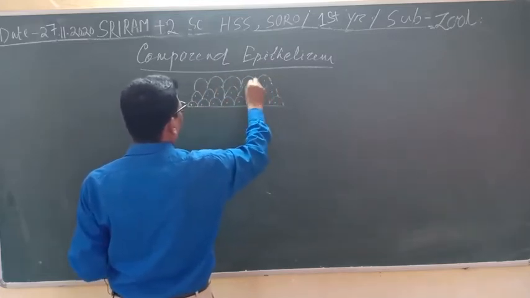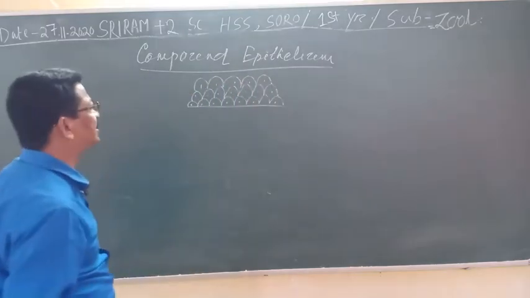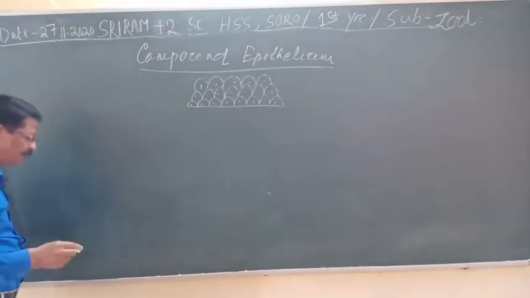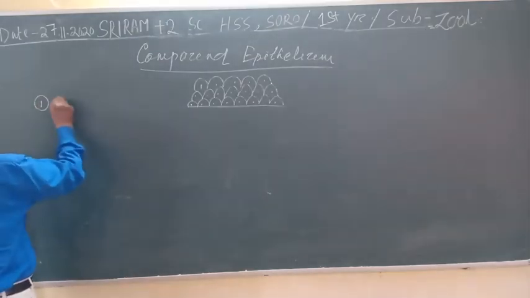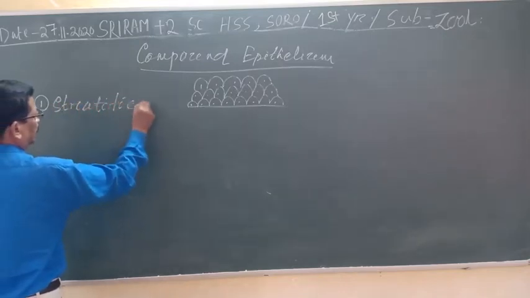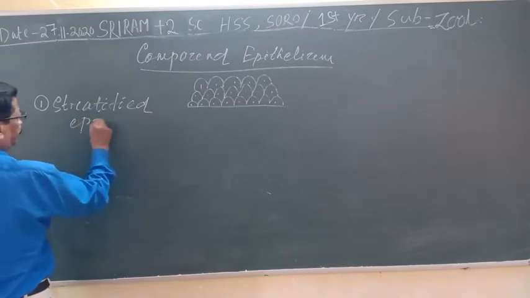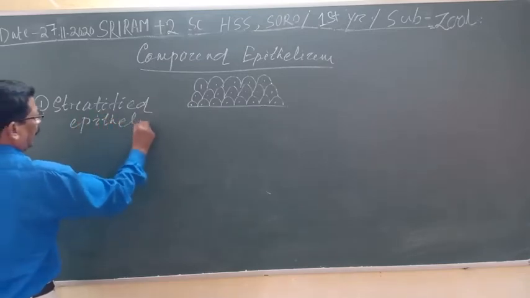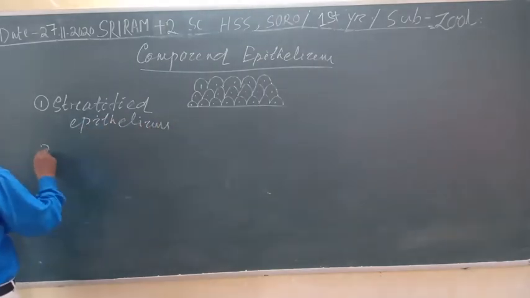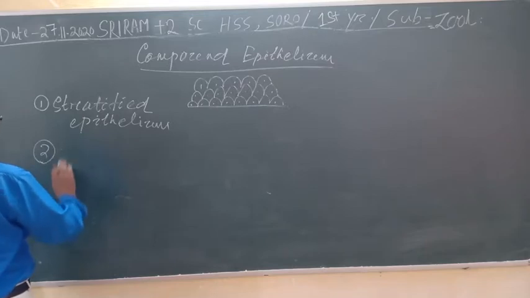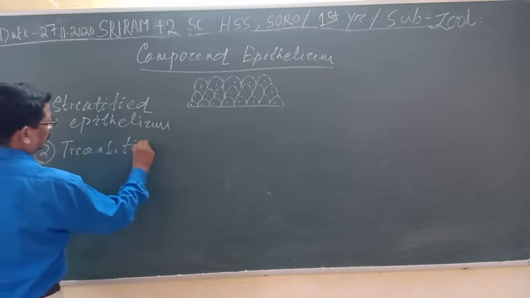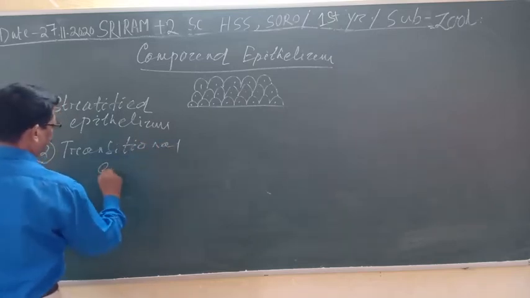Clear? And the compound epithelium is mainly of two types. One is the stratified epithelium, and another is the transitional epithelium.